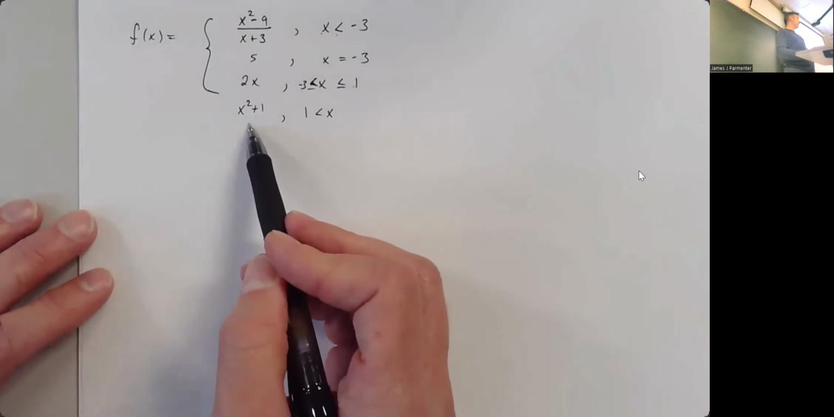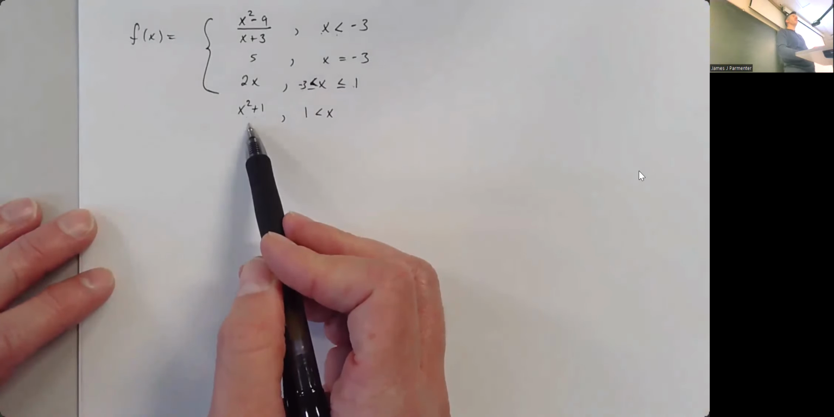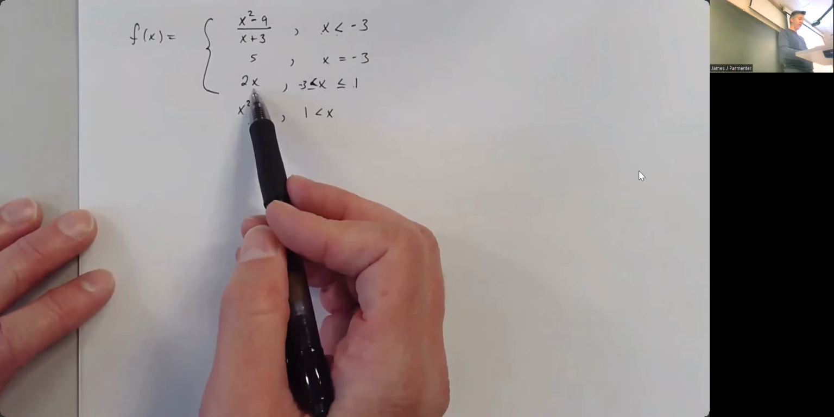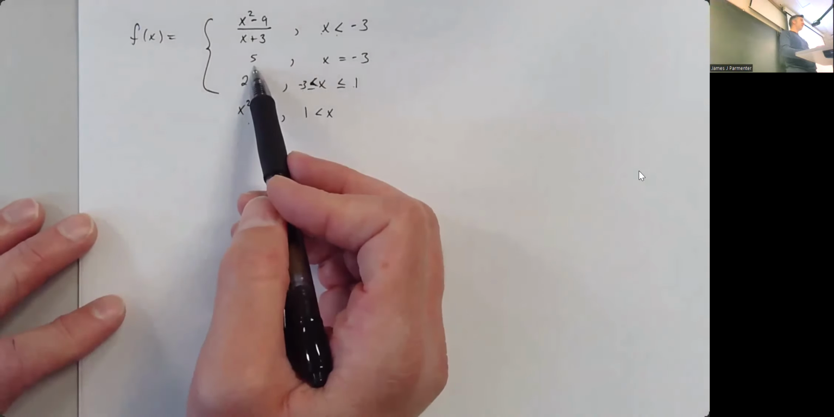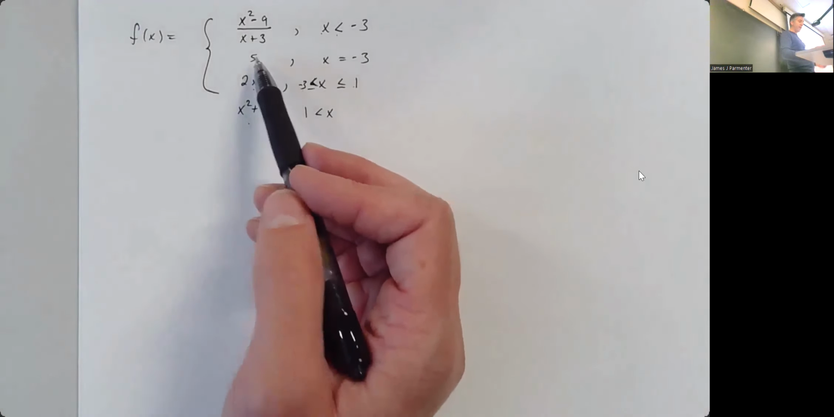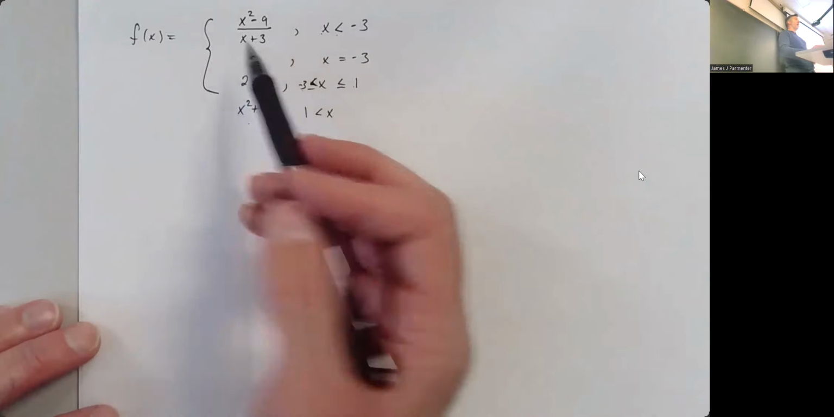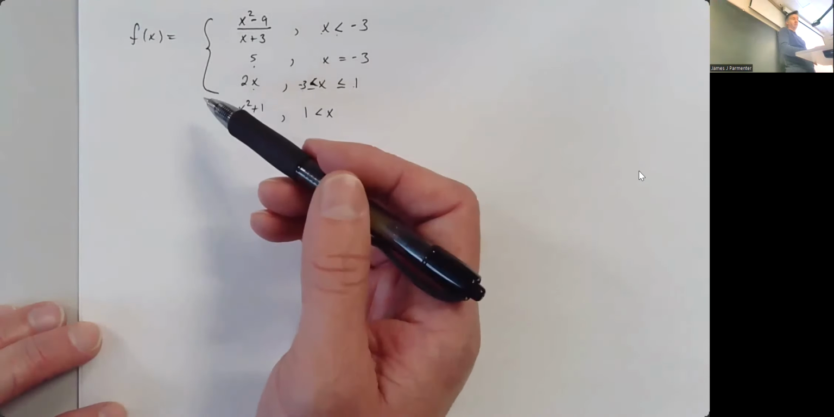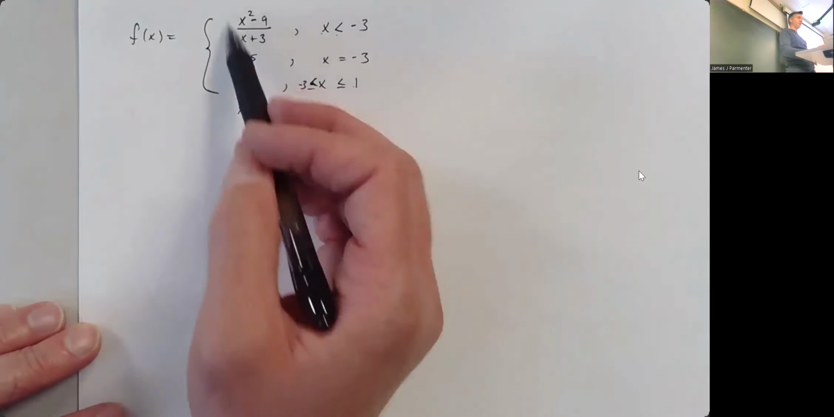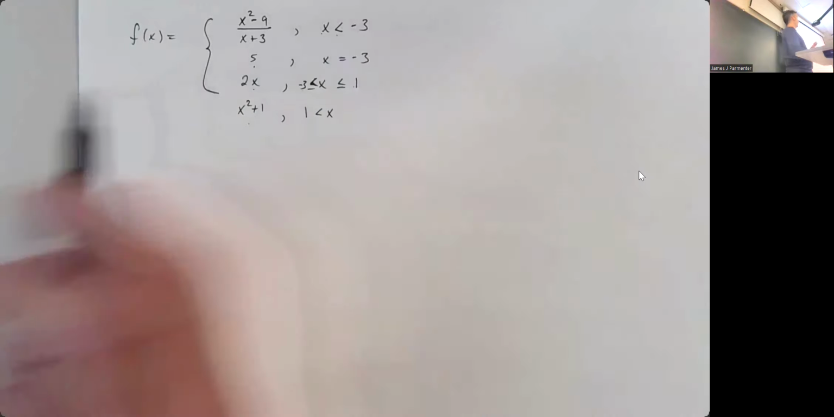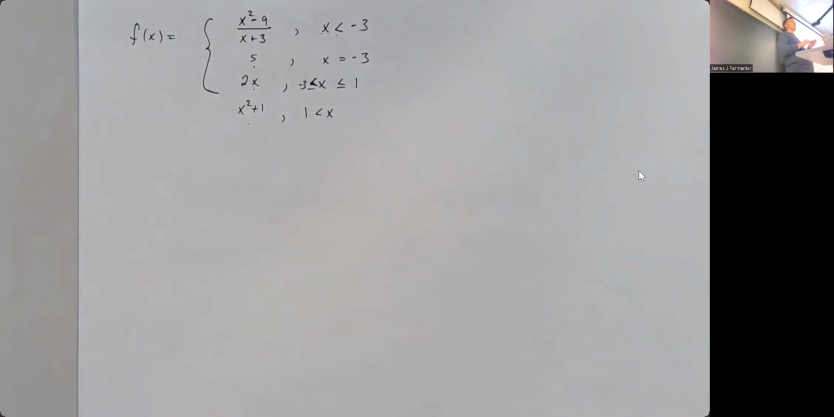X squared plus 1 is continuous everywhere it's defined. 2x, also a polynomial, is continuous everywhere it's defined. 5 is also technically a polynomial. It's a boring one, it's a constant, but it's a polynomial. It's continuous everywhere it's defined. And x squared minus 9 over x plus 3 is a rational function, and it's only discontinuous wherever it's undefined. So this piece on its own is discontinuous at -3, but it's not even defined at -3. So as far as we're concerned, every piece has no continuity concerns.